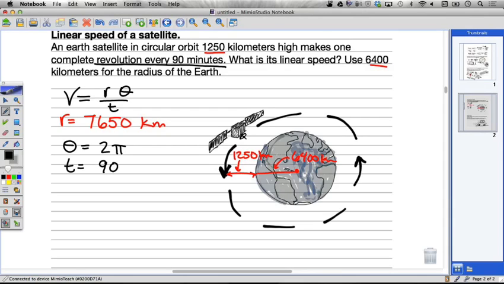But in my revolution, this satellite travels in this direction. Let's say it starts here. When it gets exactly on the opposite side of the Earth, it's halfway through its revolution, correct? Yeah. So after 45 minutes, you would have seen that.